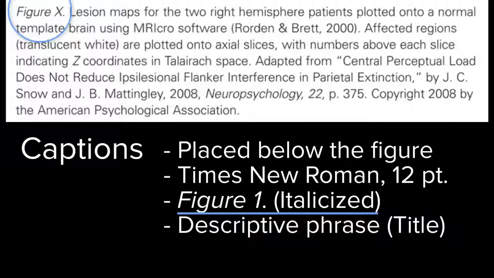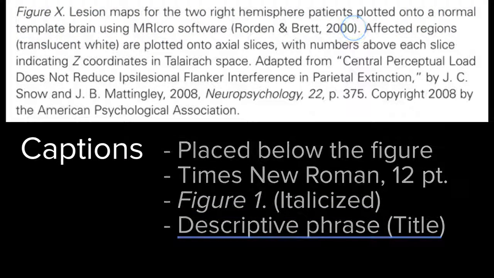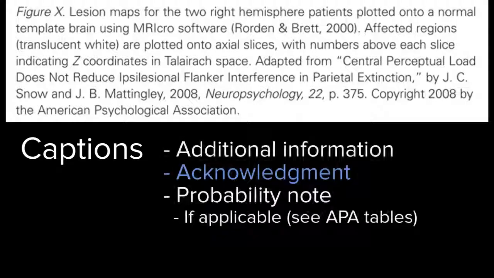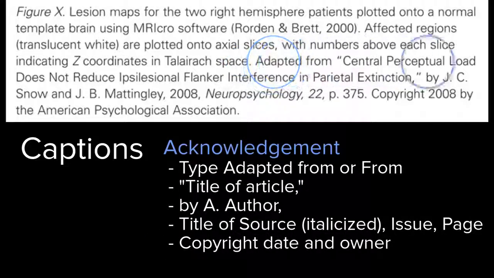Italicize the word figure, the number, and a period after. Then add a descriptive phrase which will also serve as the title of the figure. Additional explanatory information may be added after the title. Add the acknowledgement and maybe probability. An acknowledgement is like a bibliographic reference, but formatted a little differently.